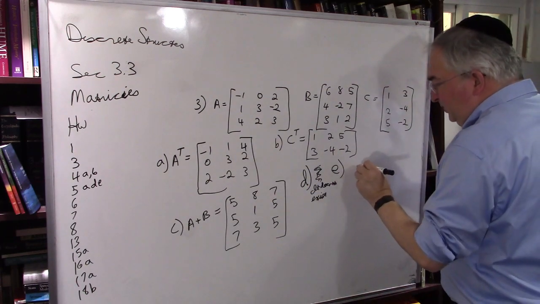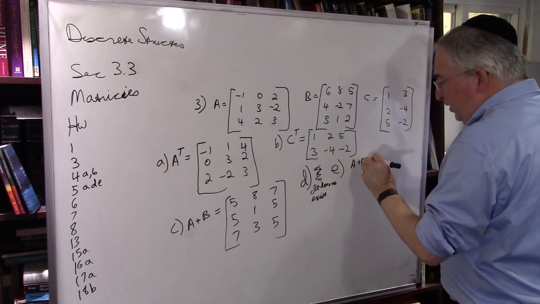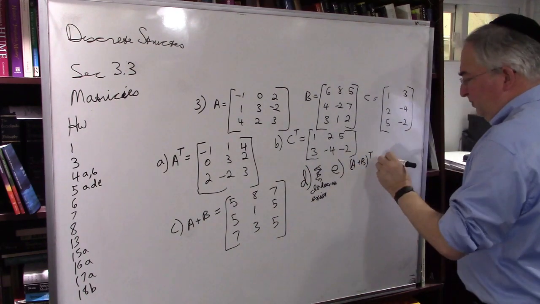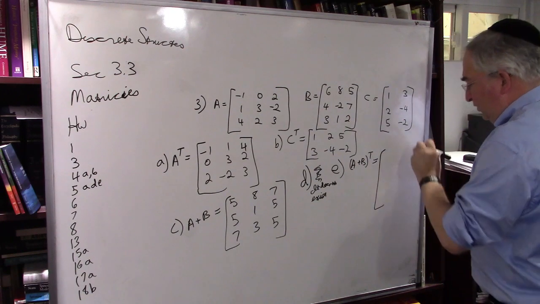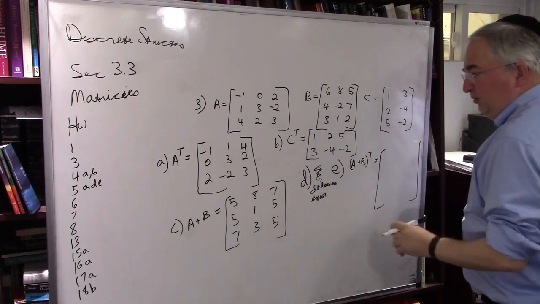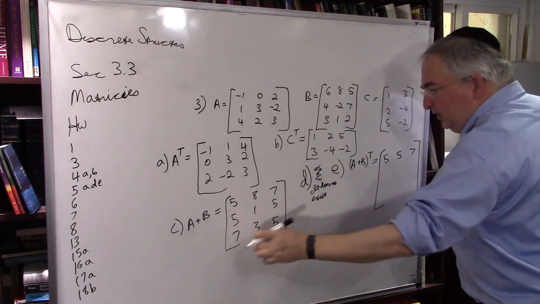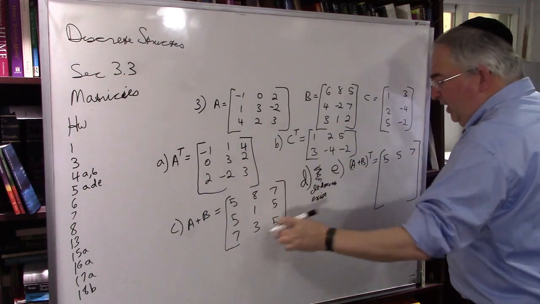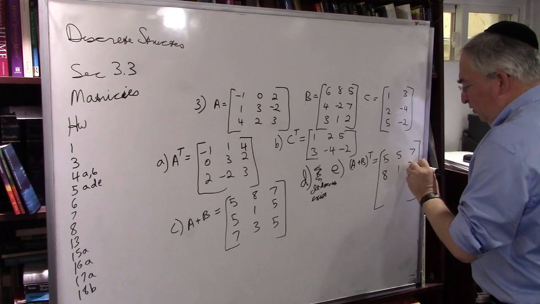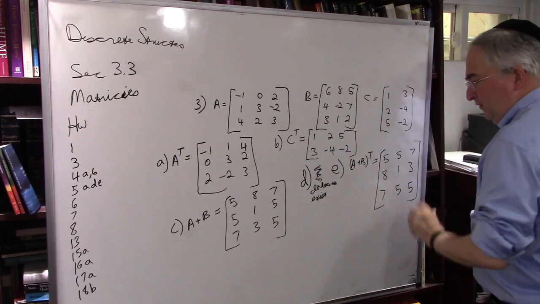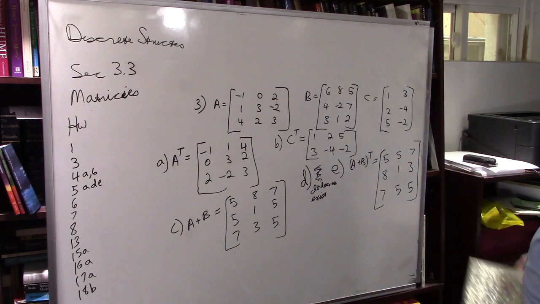So that becomes A plus B, transposed. Take this and transpose it. So this becomes also a 3 by 3 matrix. Okay, because that's a 3 by 3 matrix, and it becomes 5, 5, 7. I'm reading it down, so that becomes across. 8, 1, 3, 7, 5, 5. Okay, great.